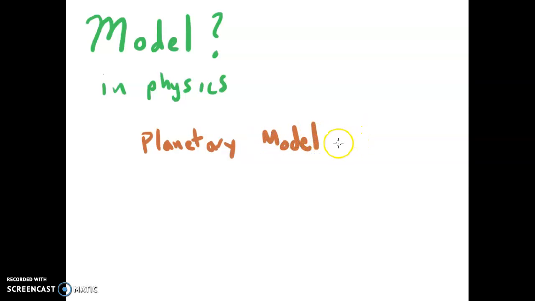is the planetary model of electron orbits.